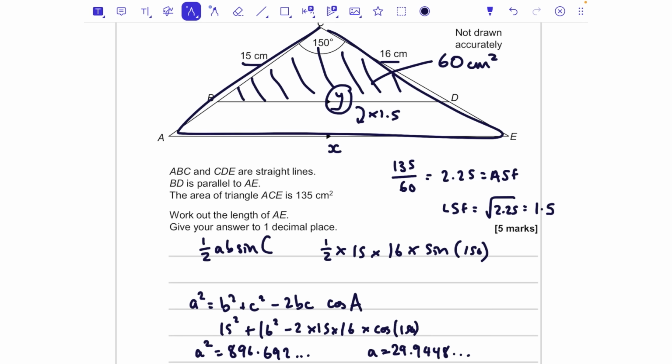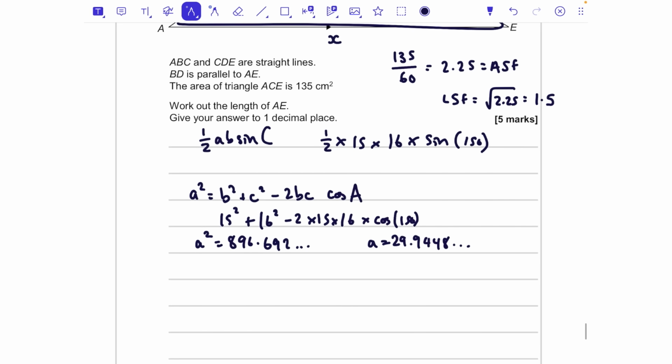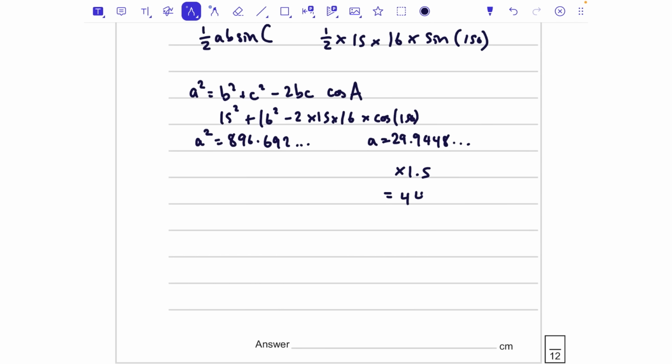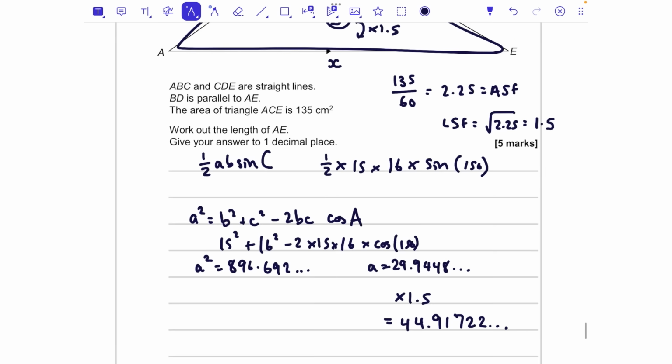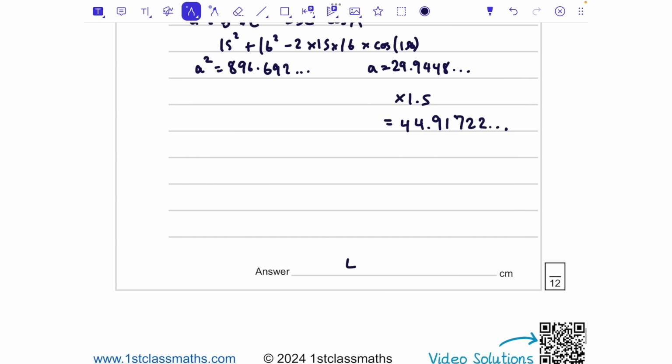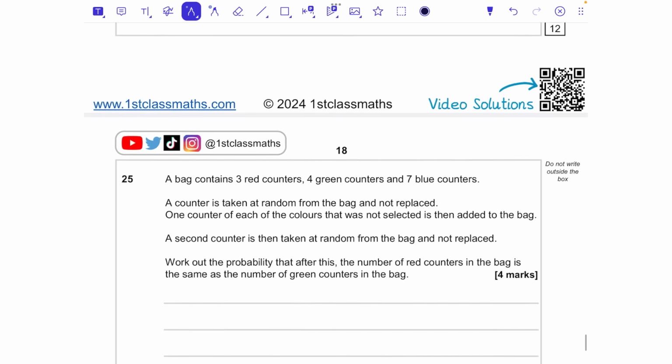So in order to get x, the value that they're asking me for, I'm then going to multiply that by our linear scale factor, which is 1.5, to get to the length on the other shape. And that gives me 44.91722. What we were asked was to round it to 1 decimal place. So my answer there is 44.9. Question number 25.